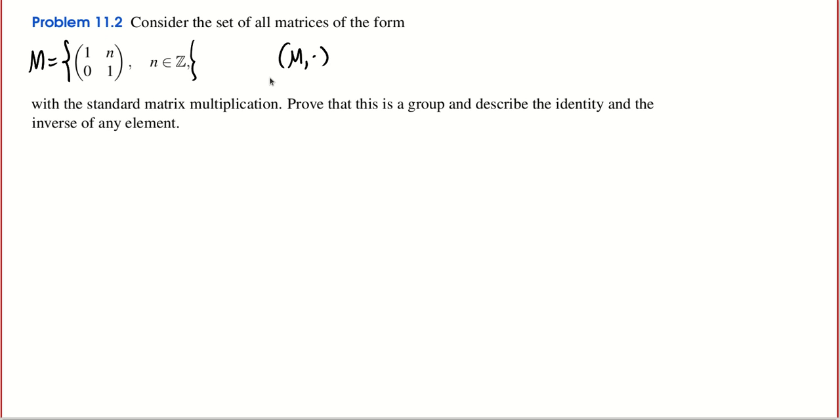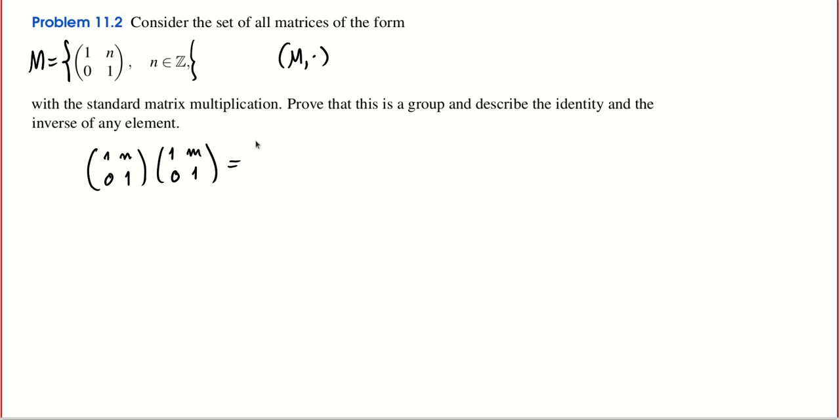And we're asked to prove that this is a group, and we need to describe what is the identity and the inverse of any element in this group, and to check whether this is commutative or not. Okay, let's see. First, we're going to multiply 2 elements of this set. So let's say that we have one n01 and one m01, and we multiply them out.